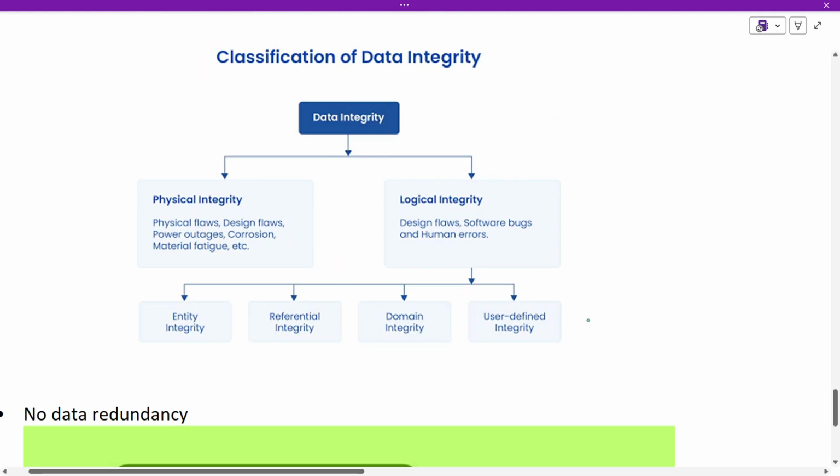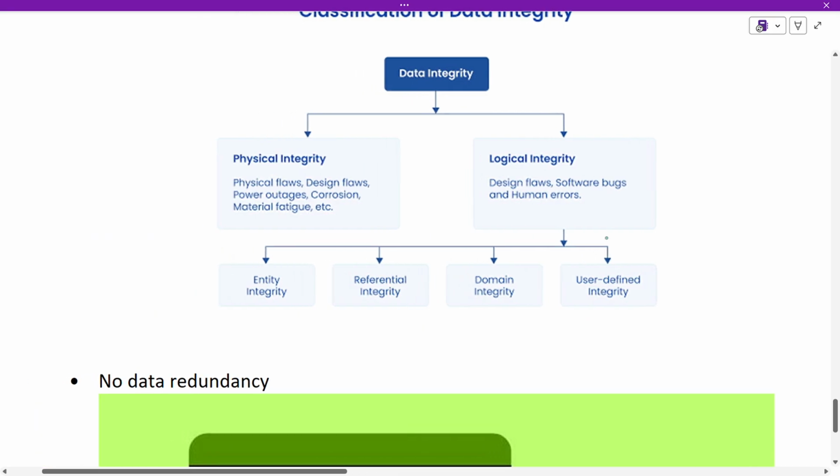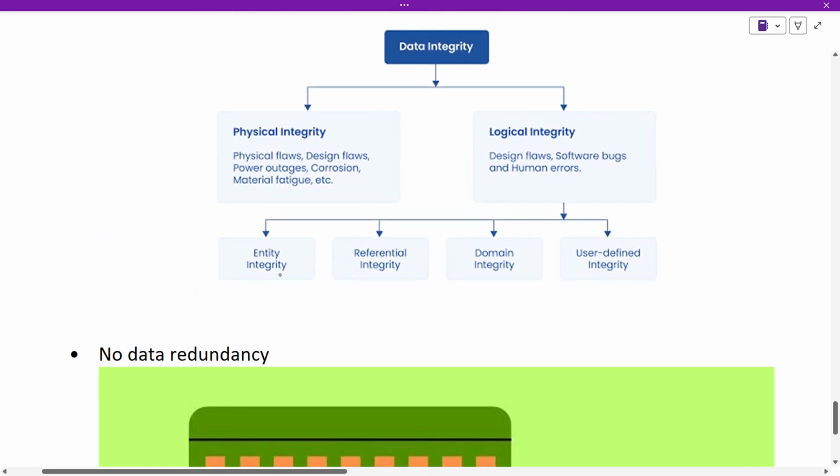So what is this logical integrity? We have four of them: entity integrity, referential integrity, domain integrity, and user defined integrity. I think it would be better if we start off with the domain integrity, which is easier to understand.